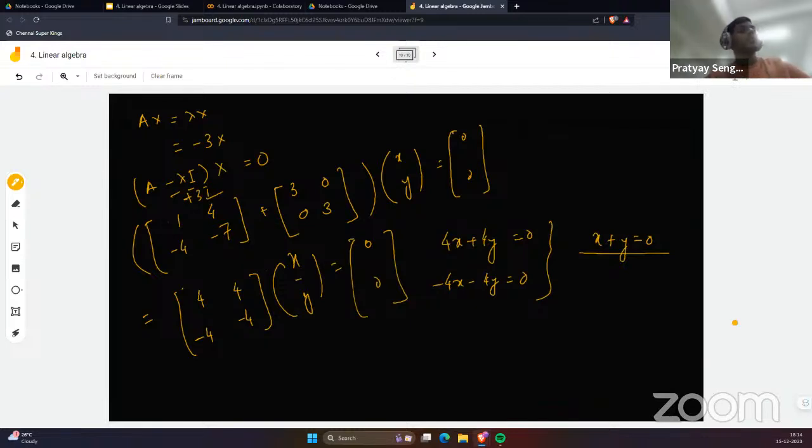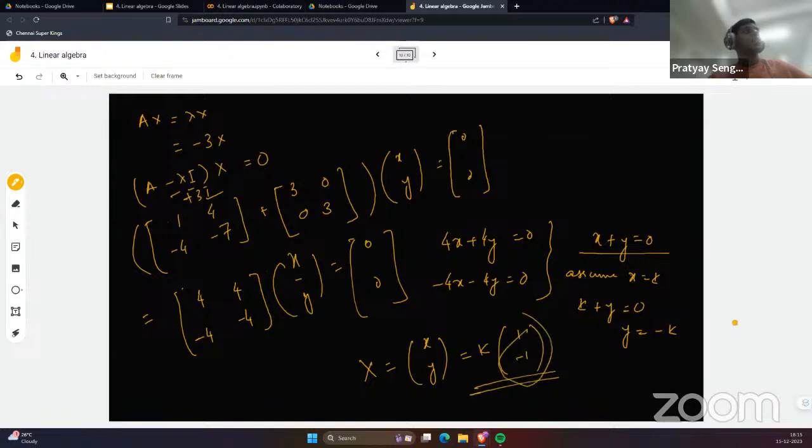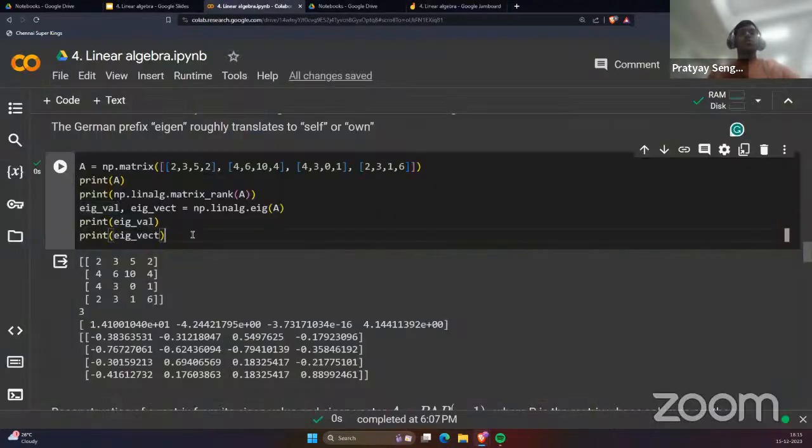So this is one simple example that I'm showing you. And now if you want to assume something, x equals k, so your k plus y equals 0. So y equals some constant minus k. So once you write x equals xy, you can now write that is equal to k. So k is x, so that's 1 minus 5, right? So this is your eigenvector. So that's how you got these two things, and for this complicated equation you can generate a simple solution using Python. So I pasted this, you can try this.